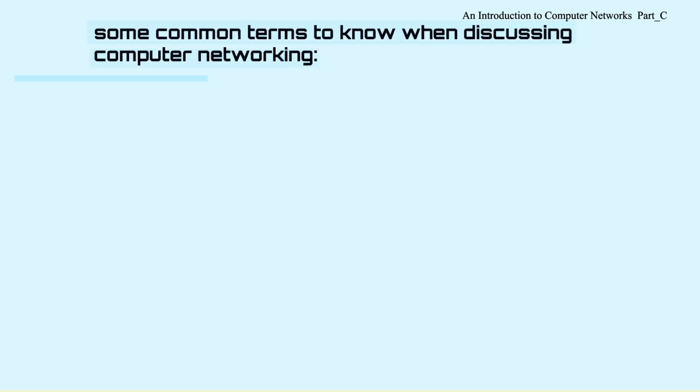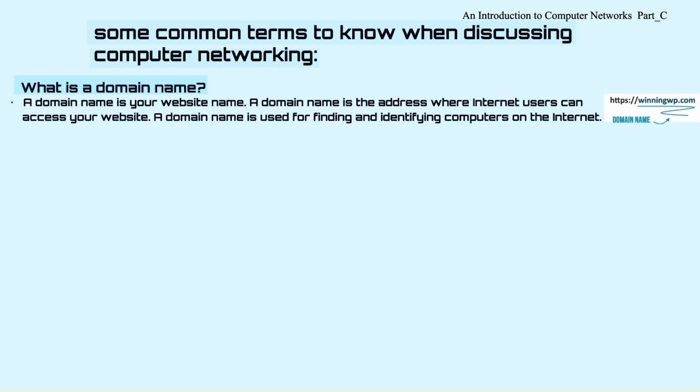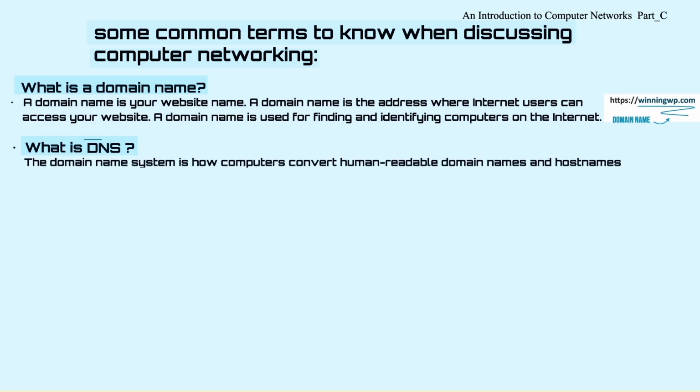What is a domain name? A domain name is your website name. A domain name is the address where internet users can access your website. Simple. What is DNS? DNS stands for Domain Name System. The domain name system is how computers convert human readable domain names and host names to numerical IP addresses.